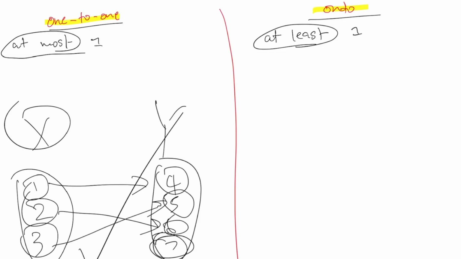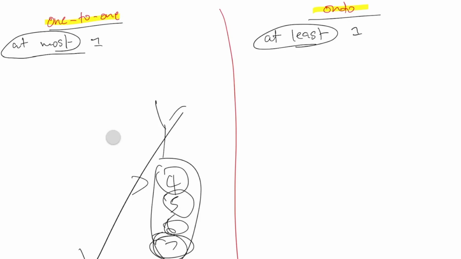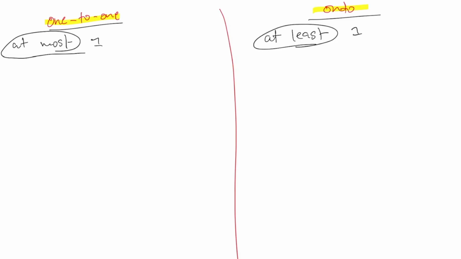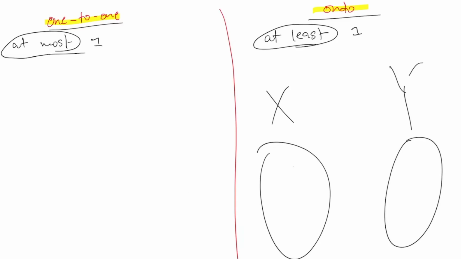Alright, now onto. The keyword for onto functions is at least. Let's say again, we have our 2 sets here. 1, 2, 3, 4, 5, 6. At least. Every output has to be mapped, or related to, I should say, at least 1 input. Okay, how does that work?